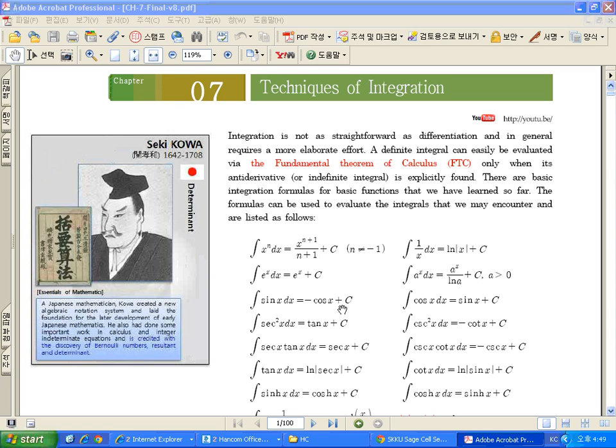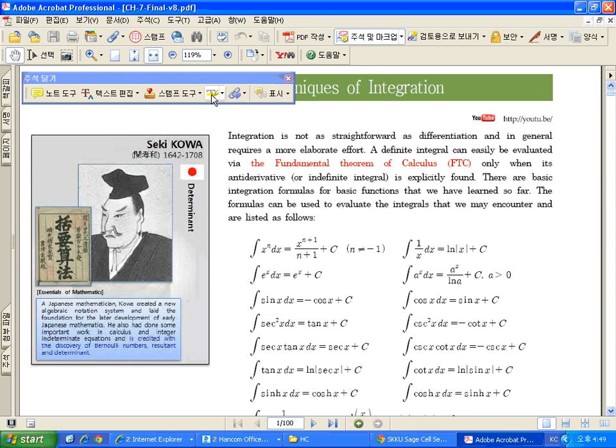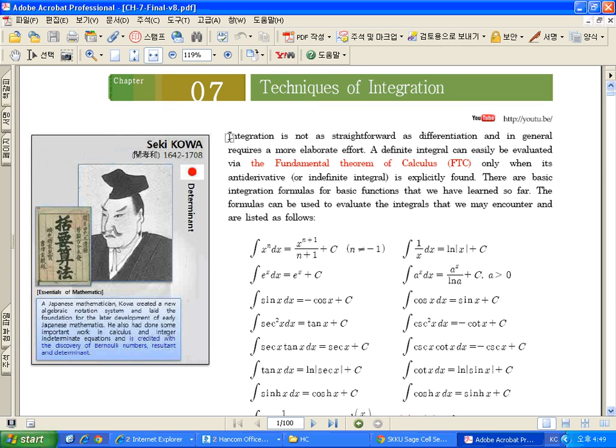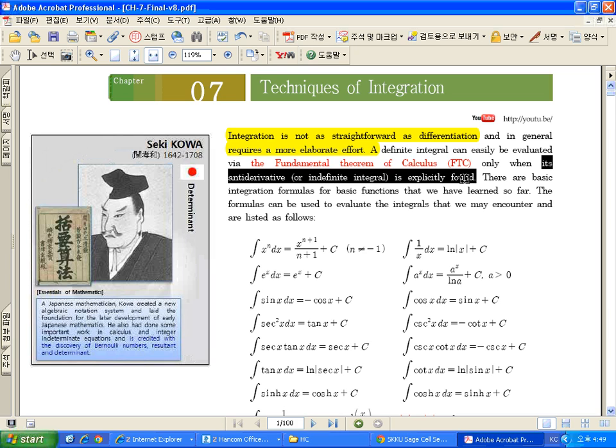Now, chapter 7, techniques of integration. Integration is not as straightforward as differentiation. In general, it requires a more elaborate effort. If we know the antiderivative, then we can use the fundamental theorem of calculus to find the definite integral or indefinite integral.